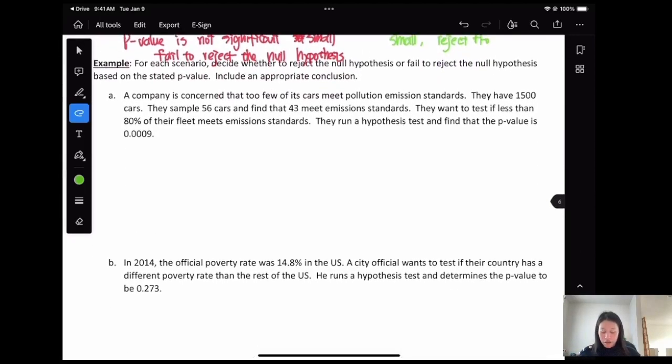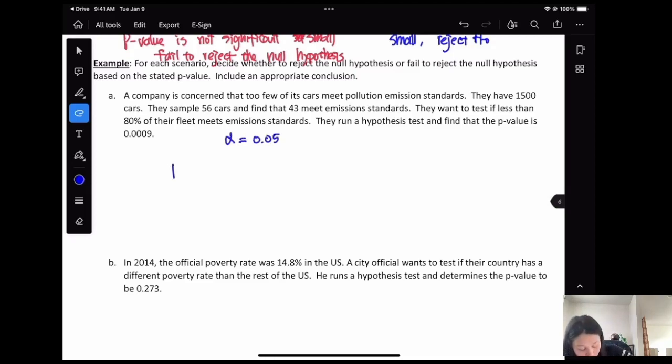So here is the example. For each scenario, decide whether to reject the null hypothesis or fail to reject the null hypothesis. All right, now let's take a look. A company is concerned about how many of its cars meet the pollution emission standard. They have 1,500 cars and they sample 56 cars and found that 14.3 meet the emission standard. They want to test if 80% of the fleet meets this emission standard, and they run the hypothesis test and find the p-value is 0.009. If they don't tell you what alpha is, which is our significance level, the default is 5%.